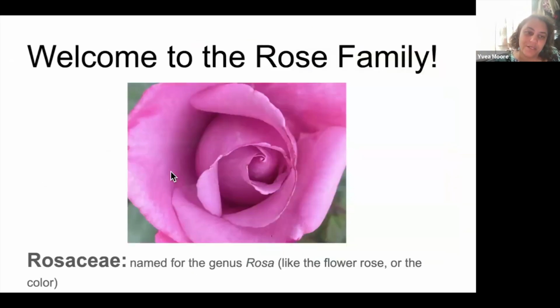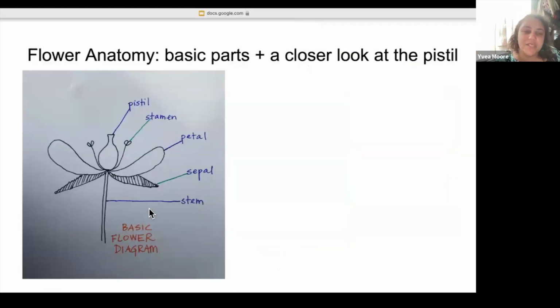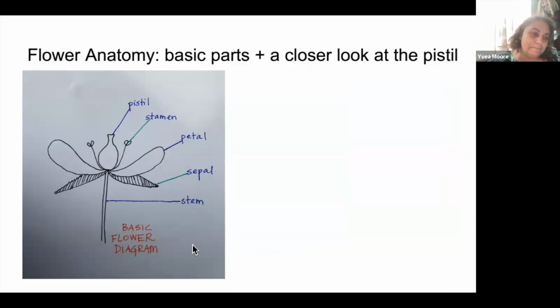So getting started, this is our flower anatomy. I need to redraw this at some point because I made the pistil way too big. But this is what you're going to be seeing in a botany textbook or anything about flowers. This is your basic flower diagram. We have our stem. We have our sepals, the little leafy green things, not always green, but often green, that surround your flower. These are the petals. It's probably what we think of most when we think of flowers, a bit showier, softer.